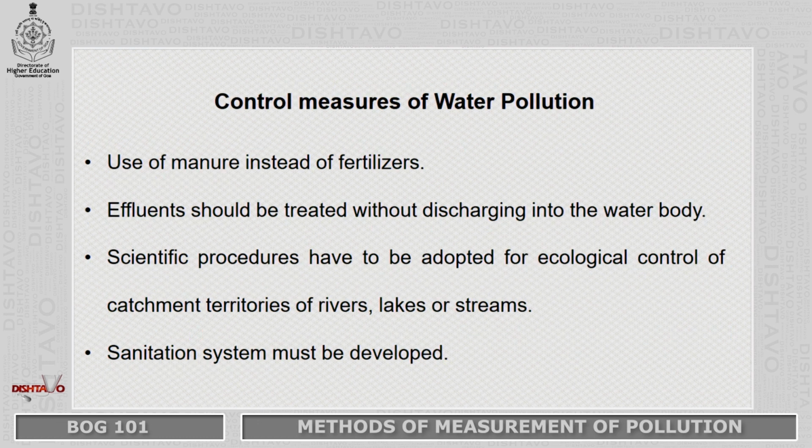What are the control measures of water pollution? Use of manure instead of fertilizers. Effluent should be treated without discharging into the water body. Scientific procedures have to be adopted for ecological control of catchment territories of rivers, lakes or streams. Sanitization systems must be developed.